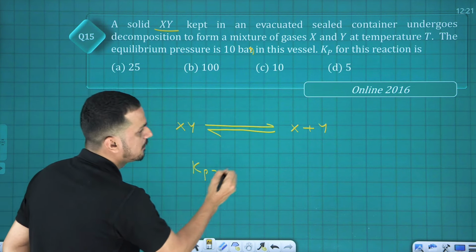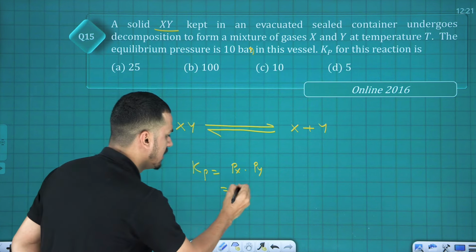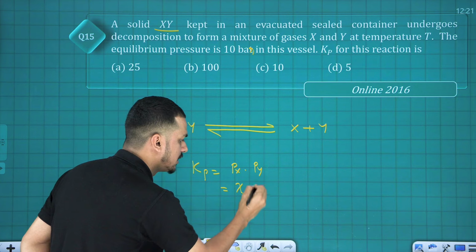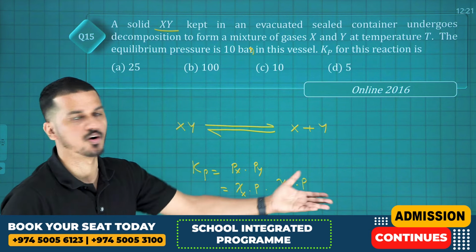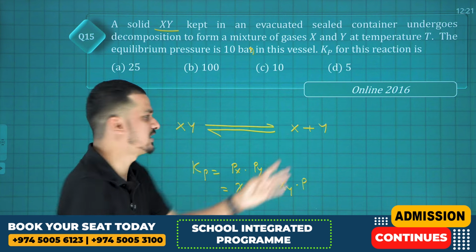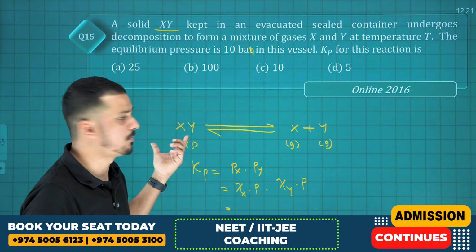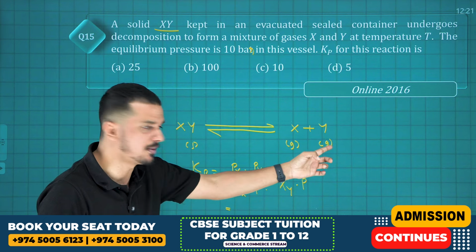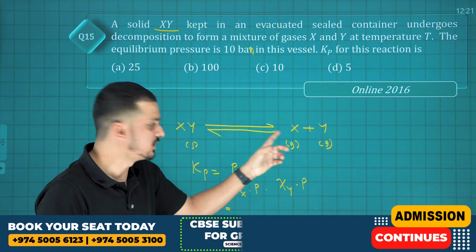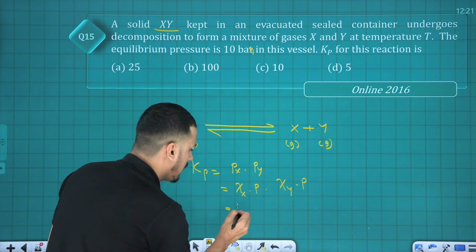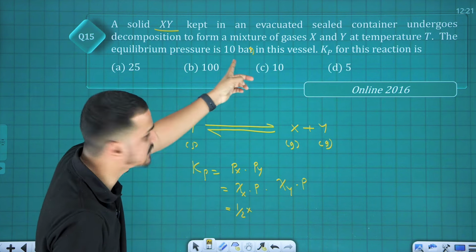Kp is equal to partial pressure of X into partial pressure of Y. What is partial pressure of X? Mole fraction of X into P total, into mole fraction of Y into P total. At equilibrium, what's the mole fraction? Here both are gases, so this one only we have to consider. The solid, no need to bother about. Its number of moles will be equal to its number of moles, so the total mole fraction is 1. So this will be 1 by 2, this will be 1 by 2. So 1 by 2 into P total, how much? They have given it is 10 bar.